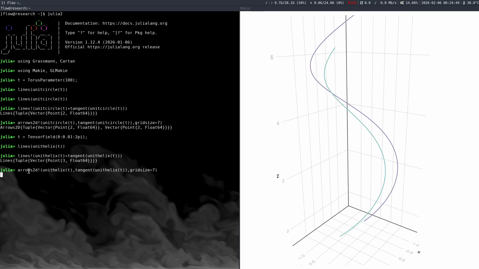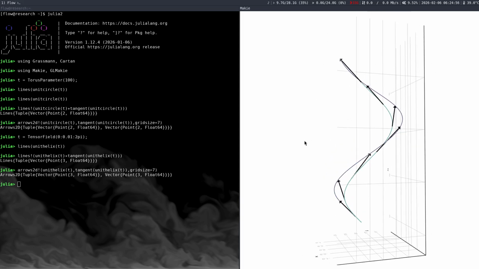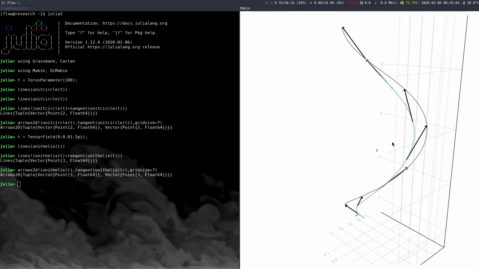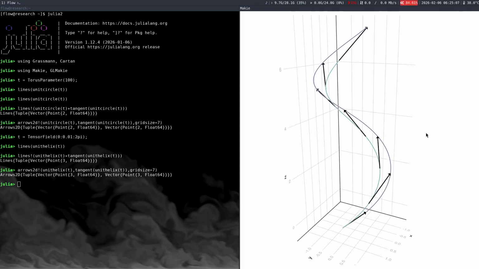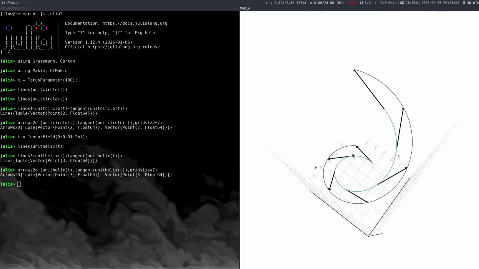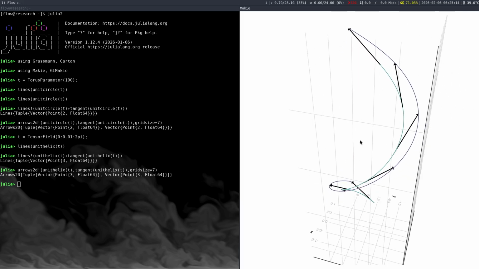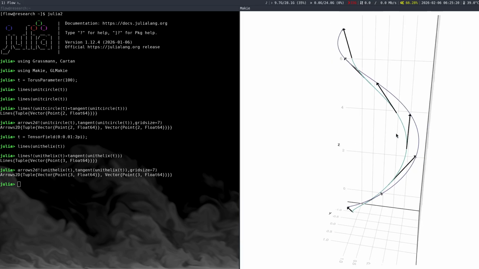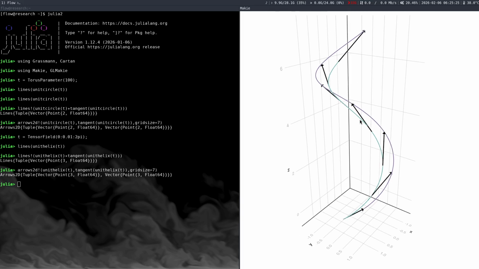Tangent. Oh no, that's arrows 2D. Oh, I guess that makes 2D arrows? Okay. All right. Very nice. So that's how we can visualize these arrows. So those are the tangents on the helix.